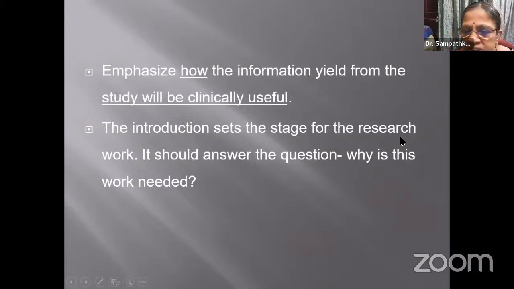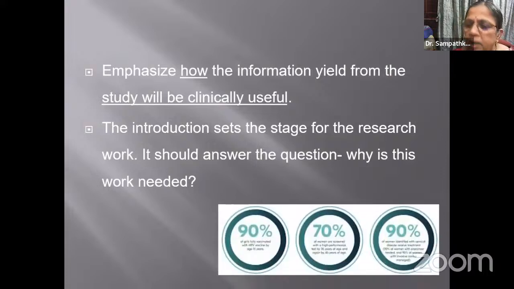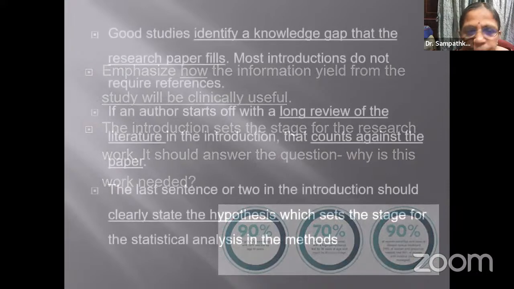The introduction sets the stage for the research work and it should answer the question: why is this work needed? So if you give the HPV vaccine, CA cervix can be reduced. That is 90, 70, 90. That is the point that should go into the reader's mind. Then the paper will also get accepted easily.